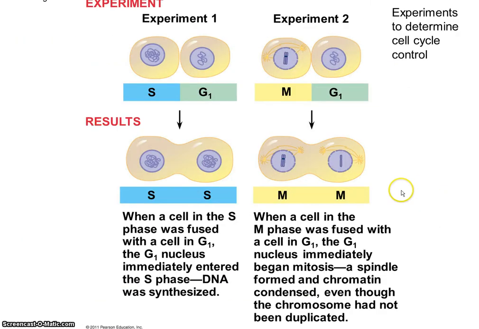Okay, this is a little bit about control of the cell cycle. So there were two experiments that were done. If you look at the one on the left, they took a cell that was in S and they fused it with a cell that was in G1. And what they discovered was that the cell in G1 immediately entered S. And so, remember, that means the synthesis of DNA.